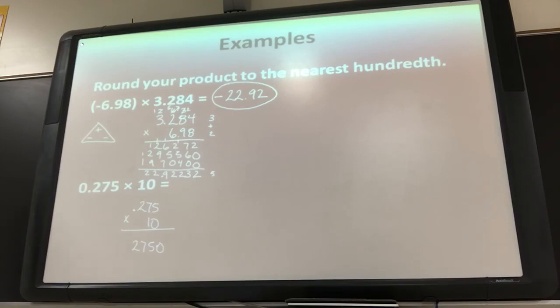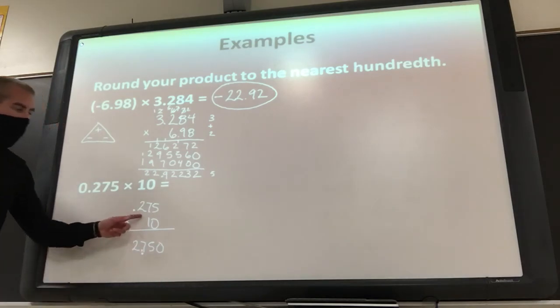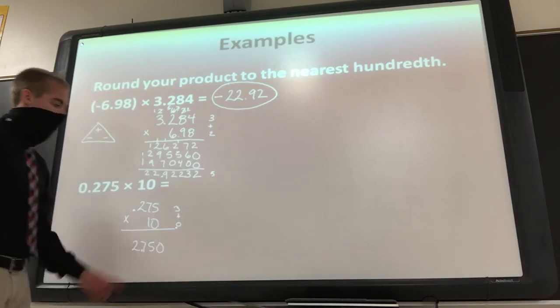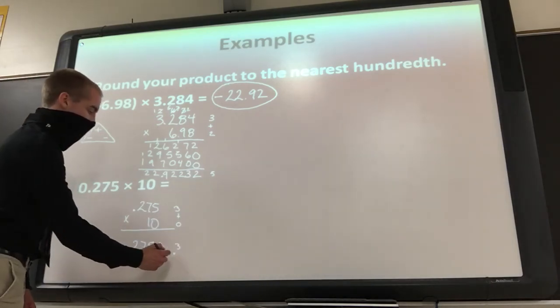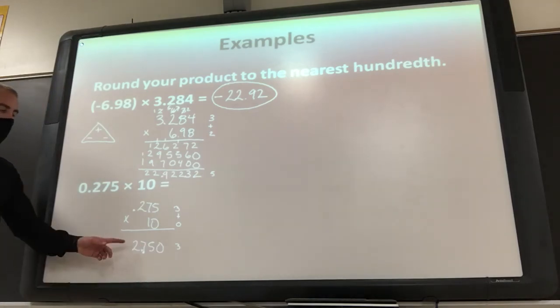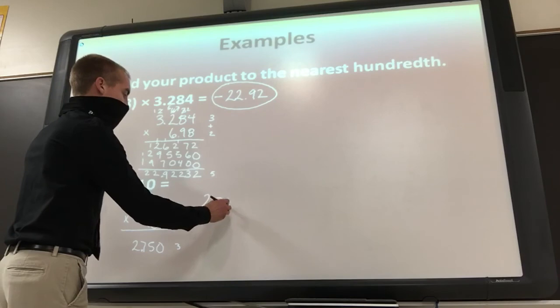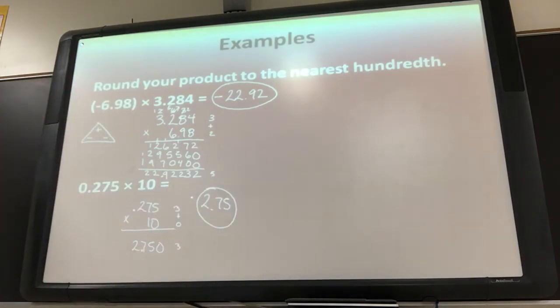Vincent? Behind the 2. Yep. You're going to move it over 3 times. 3 here plus 0. So there's no decimal point in 10. So you're going to move it 3 times to the left and get 2.75. So what's the only thing that changed there? We multiplied by 10. What was the only thing that changed? Thalen? Yeah, where the decimal point went.